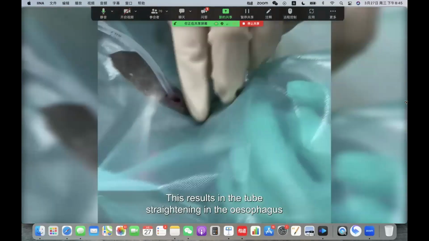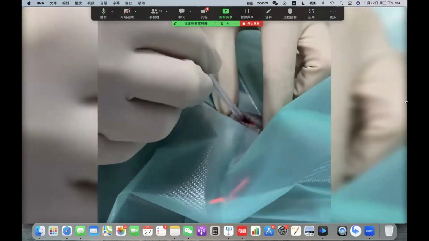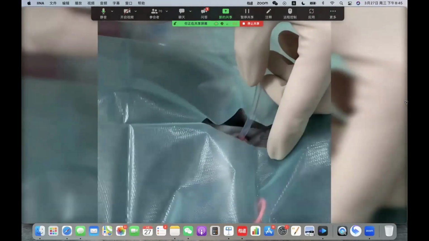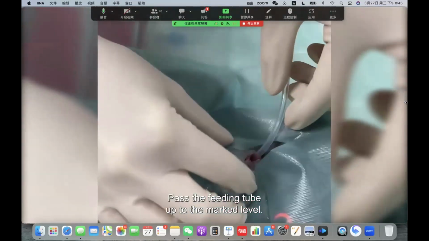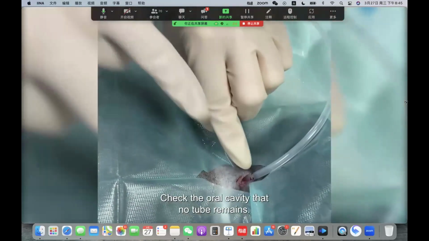This results in the tube straightening in the esophagus and is felt as a subtle flip. The feeding tube should then pass easily further into the esophagus. Pass the feeding tube up to the marked level. Check the oral cavity that no tube remains.